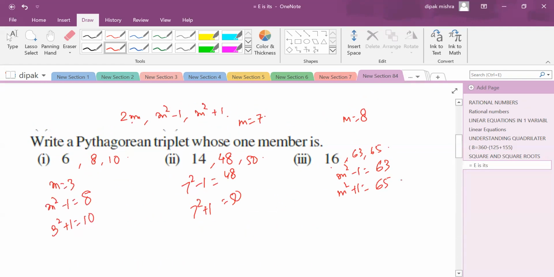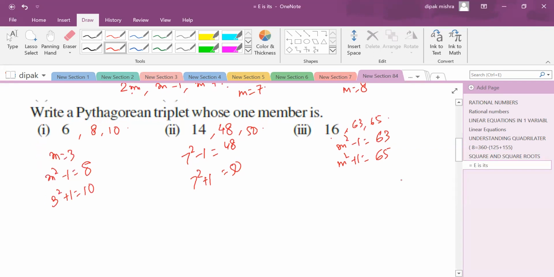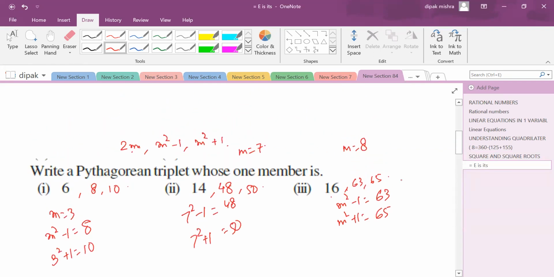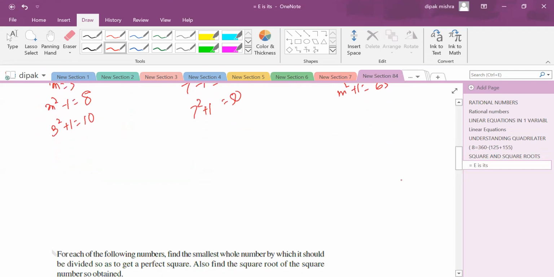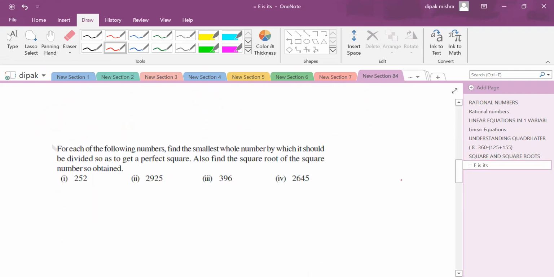Okay, so I hope you understood these questions. You just have to remember the Pythagorean triplets are 2m, m square minus 1, and m square plus 1. Now the next question: for each of the following numbers, find the smallest whole number by which it should be divided so as to get a perfect square. Now all the questions of this exercise are division or multiplication type. So I picked up one question, and it will help you in solving the other questions.